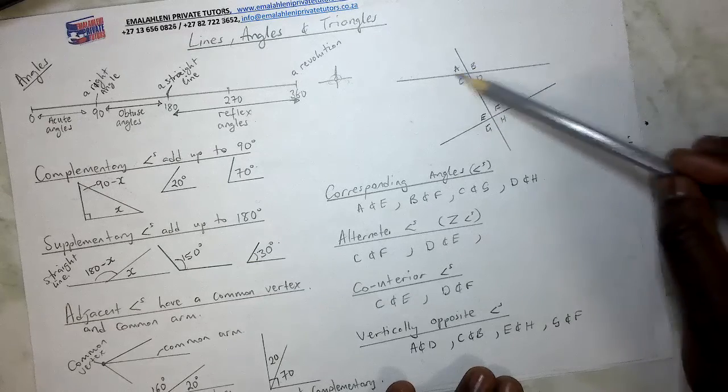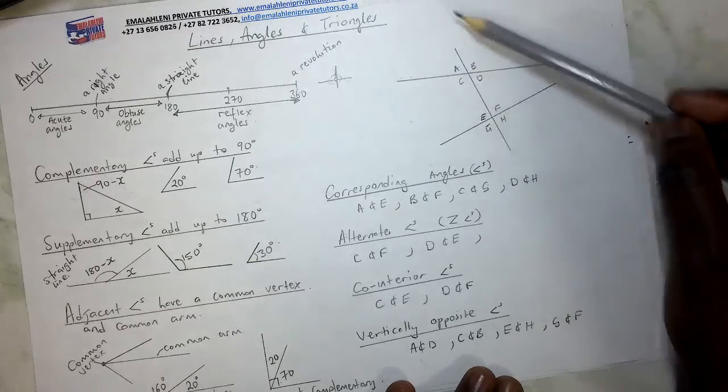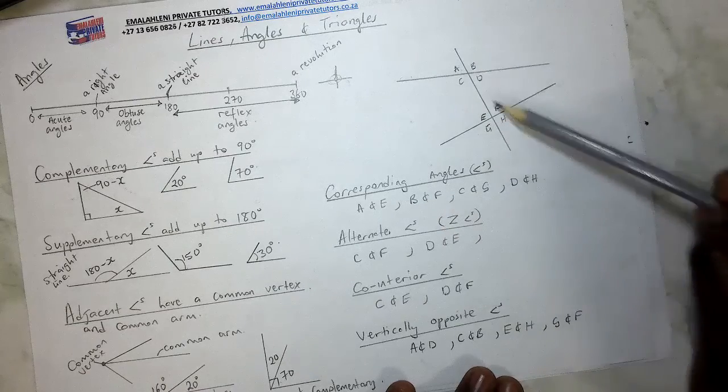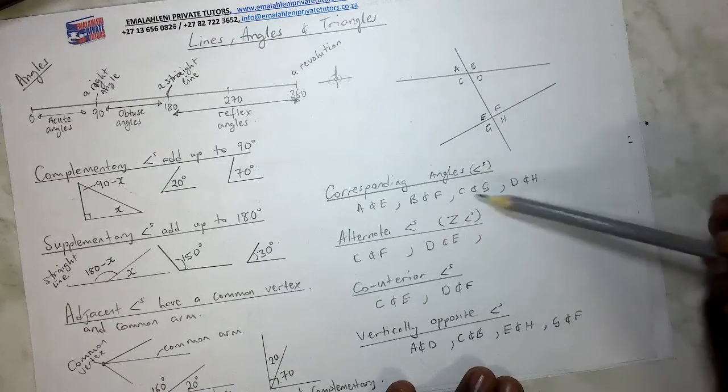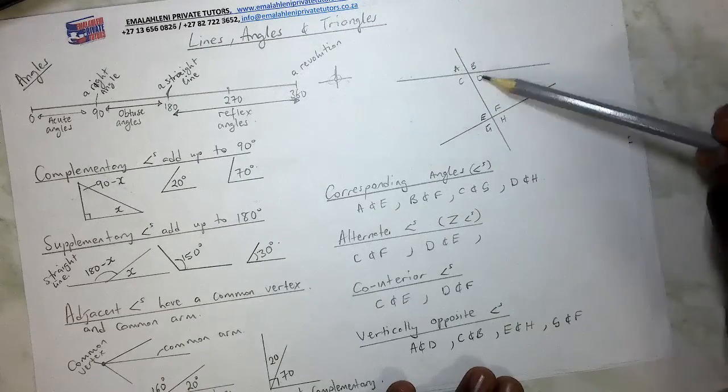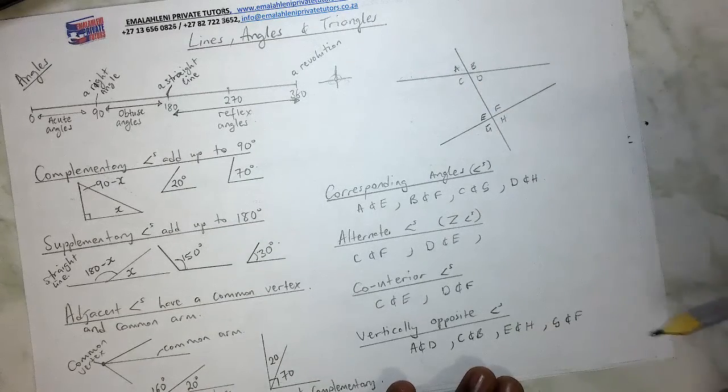They have to be two lines with one common line that cuts through them. Then B and F are also corresponding. C and G are also corresponding. Then D and H, we refer to as corresponding angles.